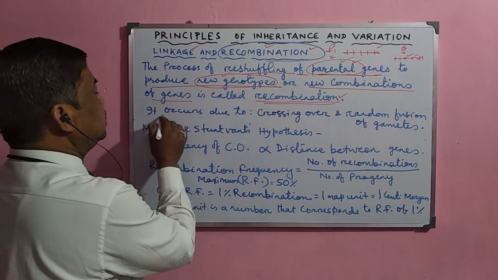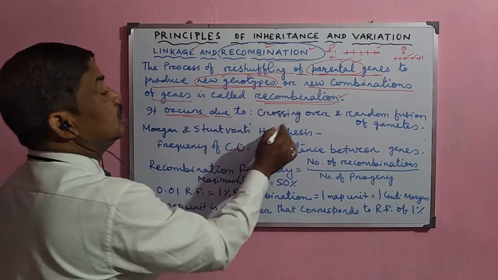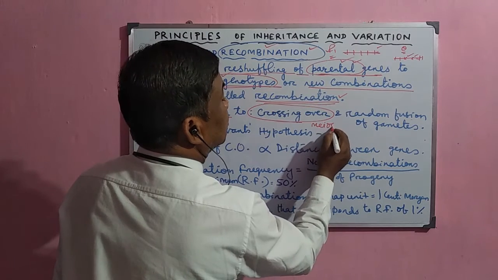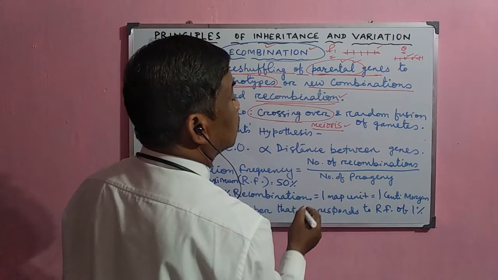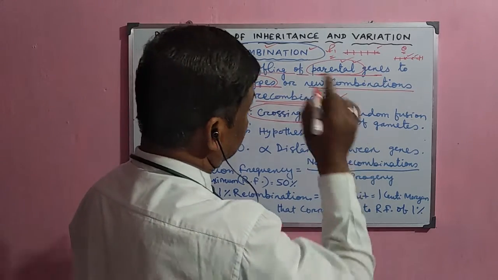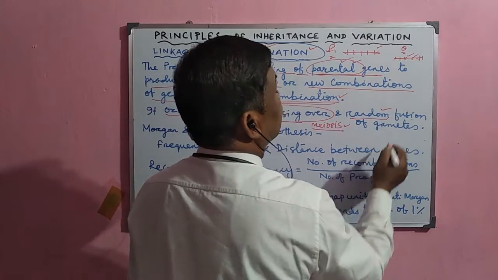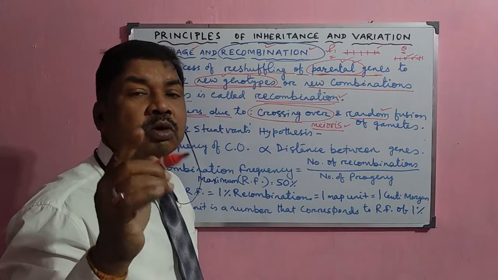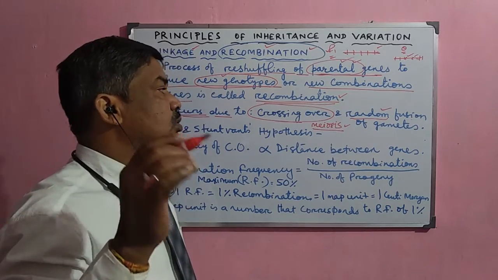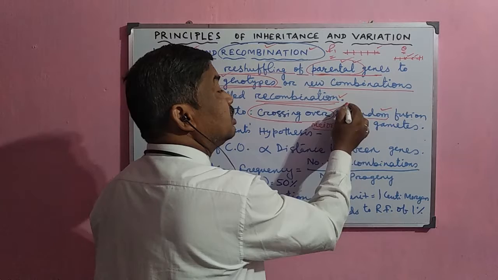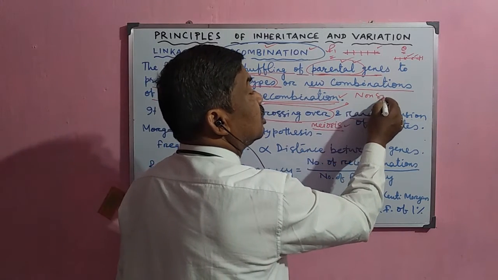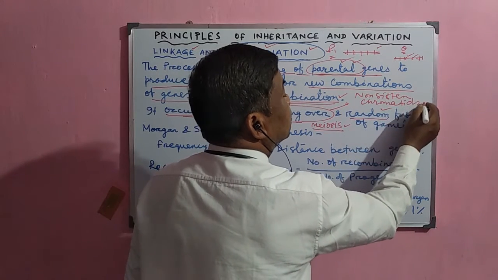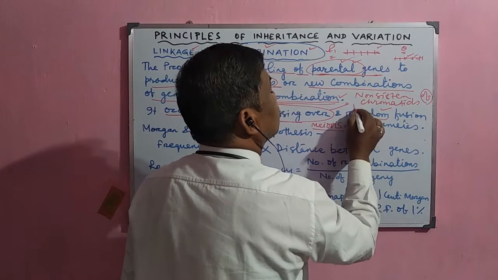Now, why does it occur? It occurs normally due to the crossing over phenomenon which occurs during meiosis. Then what is meiosis and how does this crossing over occur? It was already discussed in class 11, in the cell division chapter. Now during meiosis, what happens? The pairing of the homologous chromosomes occurs, and after the pairing, exchange of segments occurs between the non-sister chromatids of homologous chromosomes.